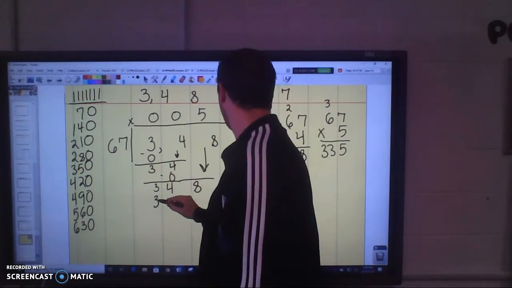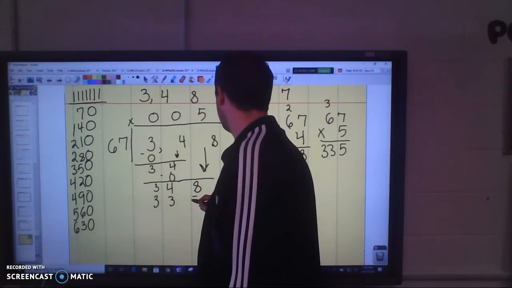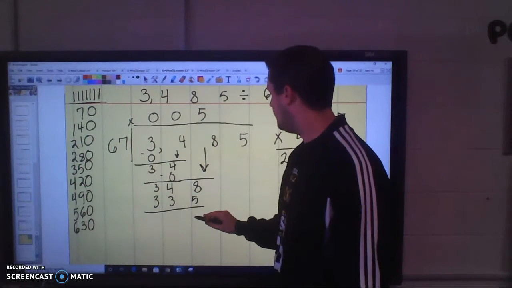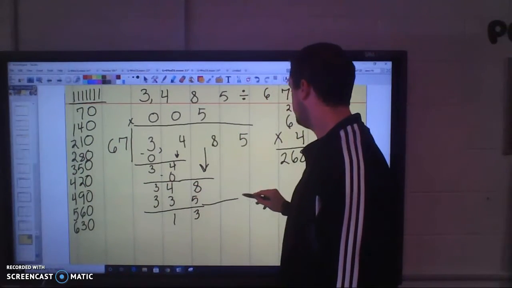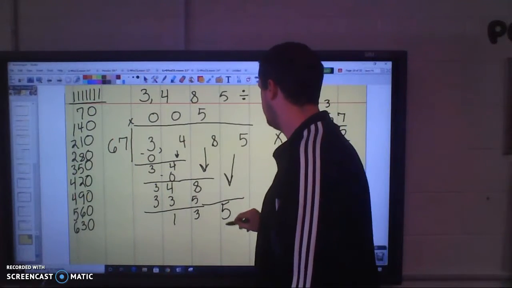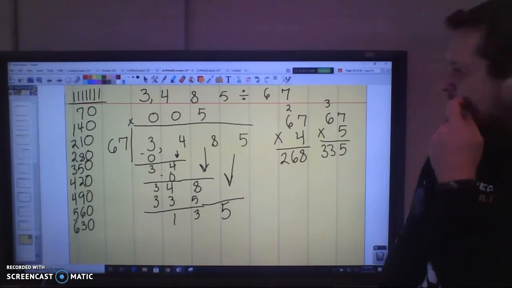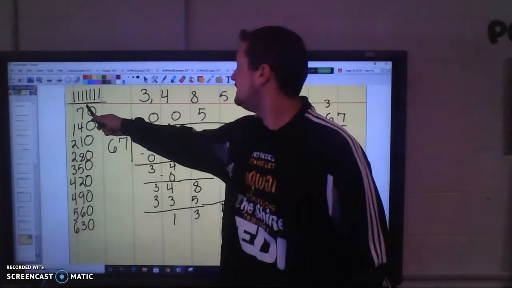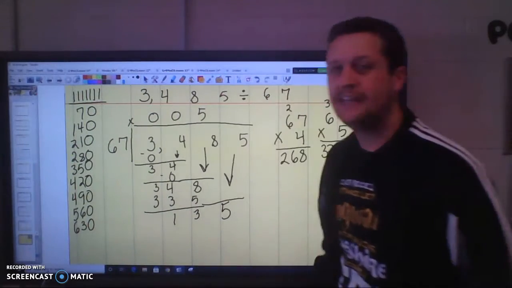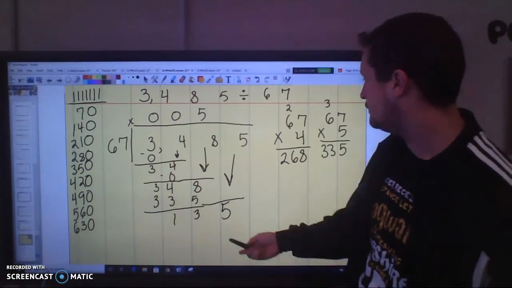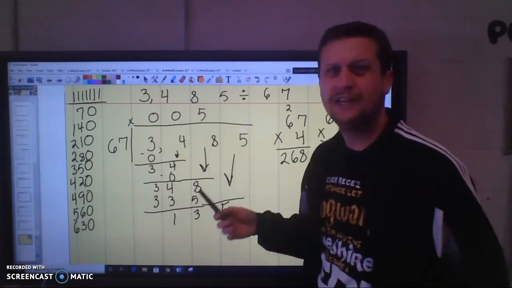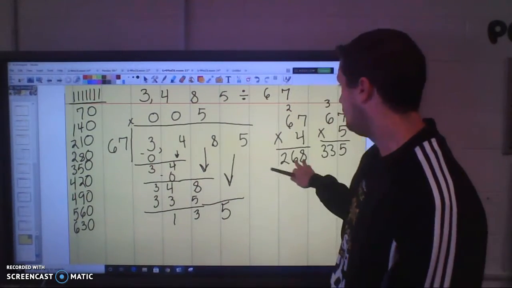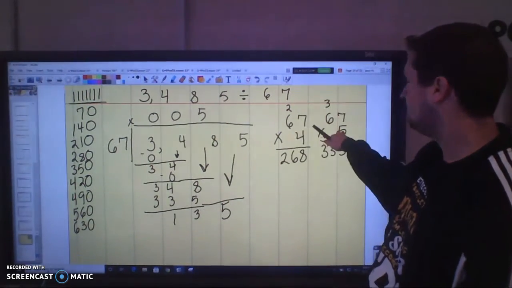So we have our 5. So that's 335. Going to subtract. 8 minus 5 is 3. 1. Last one, bring down this 5. So let's try it again. We've got 70 and then 140. It's going to be super close again because 135 is just right below 140. So last time we were really close to it and we went with the times 5.